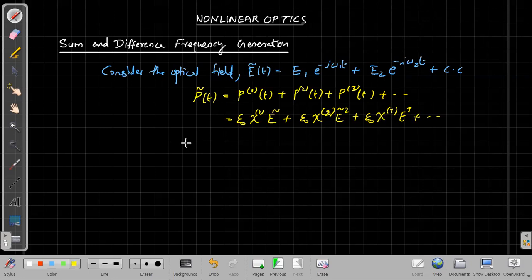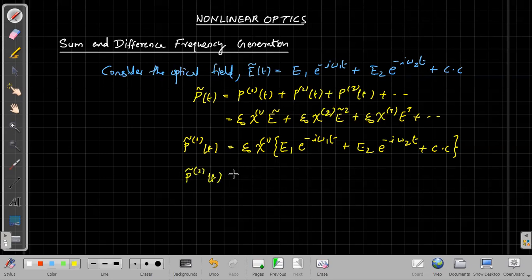So the first thing is we can write P1. The P1 of t we can write as epsilon 0 chi 1, and the electric field will become E1 e raised to minus i omega 1 t plus E2 e raised to minus i omega 2 t plus its complex conjugate. So this would be the linear polarization. The linear polarization is oscillating with the frequencies omega 1 and omega 2 respectively. And what about the nonlinear polarization?